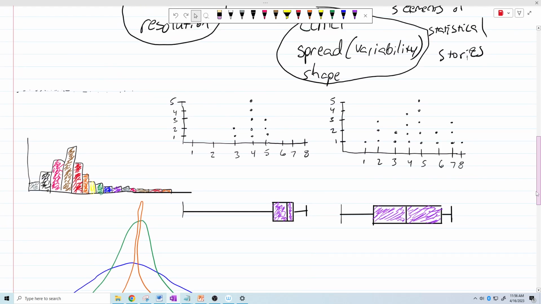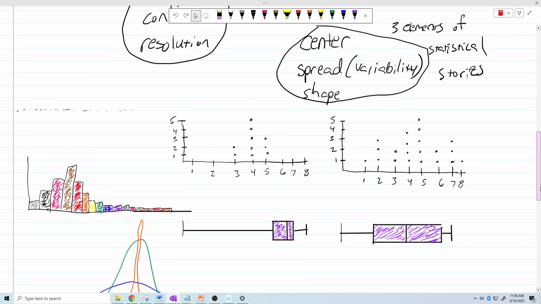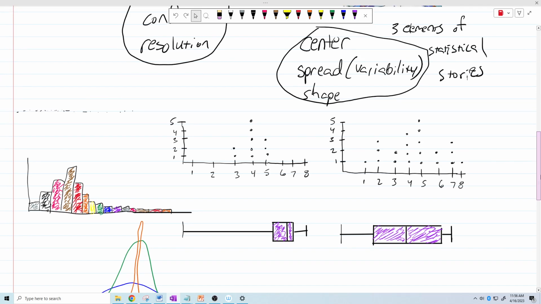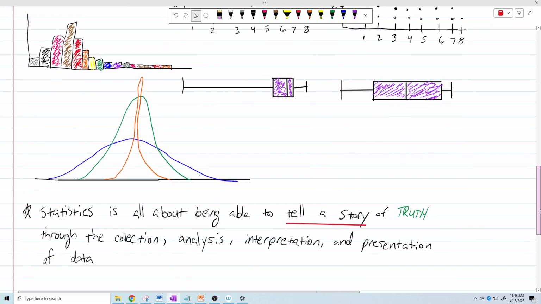Understand that the elements of a good statistical story, or even just any statistical story, is one of center, one of spread, and one of shape. Your data has to fit into that for it to be a statistical story. Again, let me remind you, statistics is all about being able to tell a story, stories of truth, through the collection and analysis and interpretation and presentation of data.